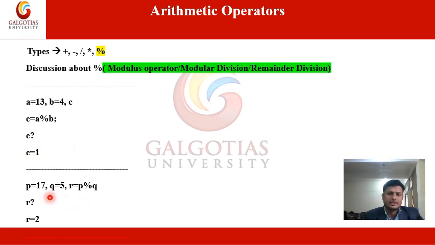Next, p equal to 17, q equal to 5, and r equal to p remainder division q. What will be the value of r after solving this expression? So p means 17 and q means 5. 5 threes are 15, and the remainder will be 2, and this remainder 2 will be stored in r. Okay, next.